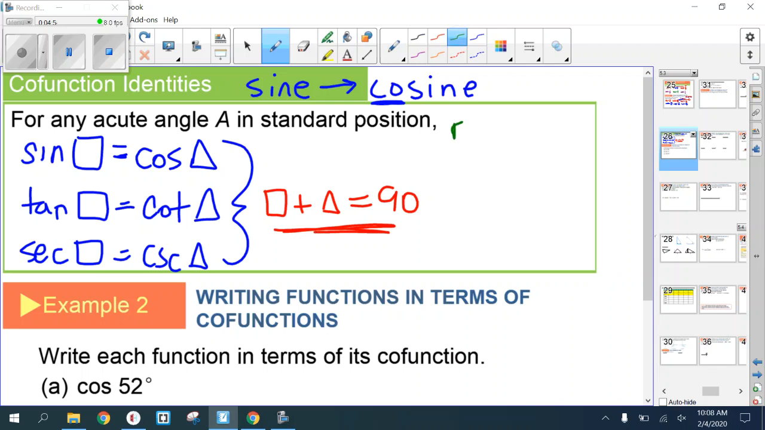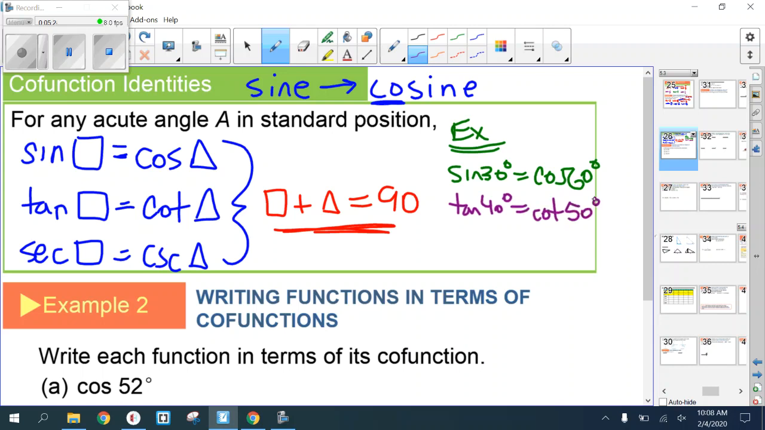So for example, if you could calculate sine 30 degrees you should know that that would be equal to cosine of 60 degrees. Notice those two numbers. Notice what those two numbers do. Those two numbers add up to 90. Square plus triangle equals 90. So if I said tangent 40 degrees, tangent 40 is equal to cotangent of what? 50 degrees. That's correct. All right, that's it. That's all there is to that concept.